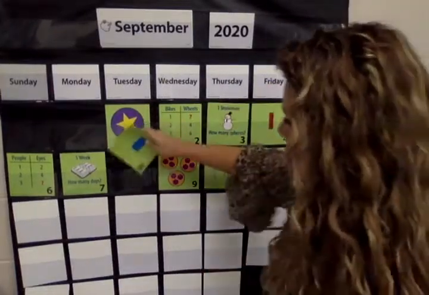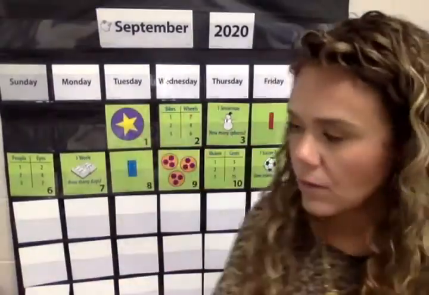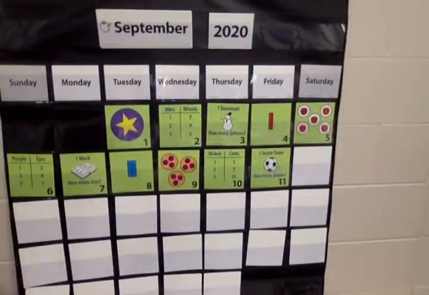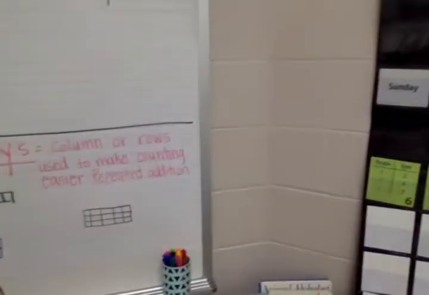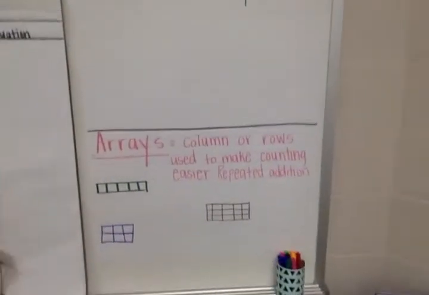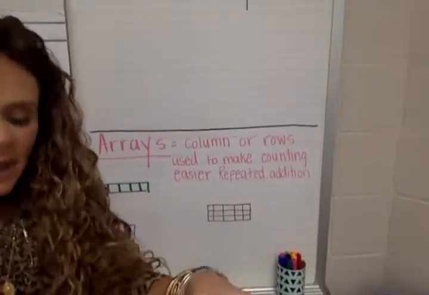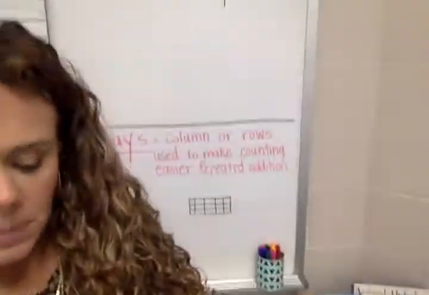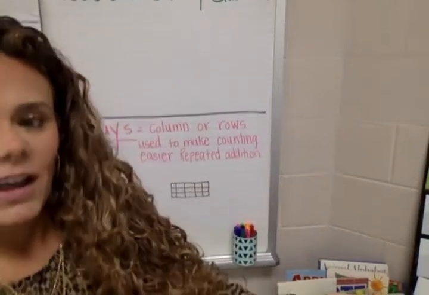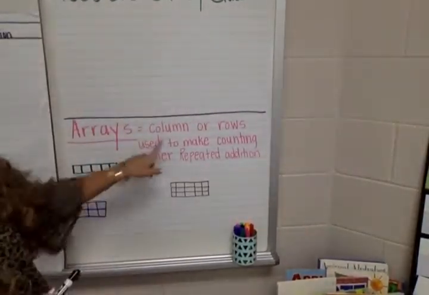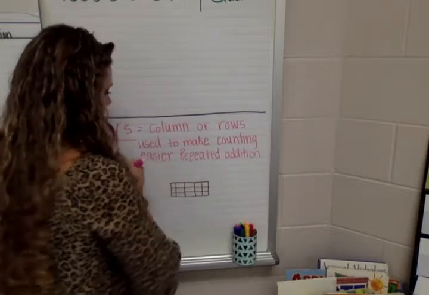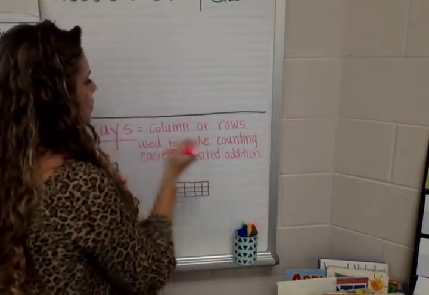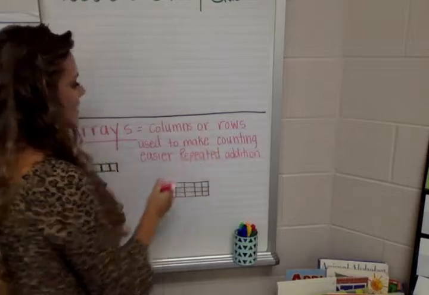So I'm going to move you so you can see the little thing I made over here. An array is columns and rows used to make counting easier.